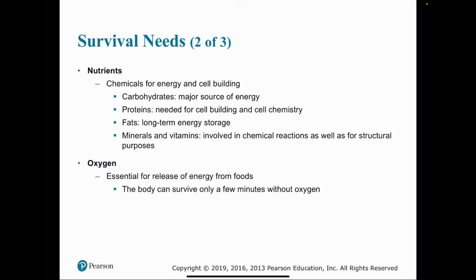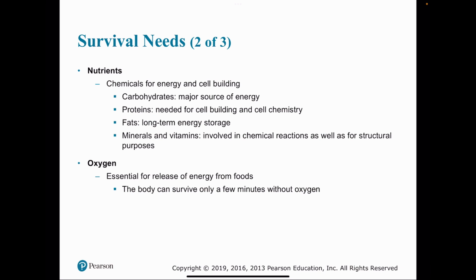Carbohydrates are a major source of energy, also a source of structure, but for metabolic purposes, the main source of energy. Proteins are needed for cell building and cell chemistry. Fats are a great long-term energy storage, but all the food that you consume will be a mixture of these things. You also have nucleic acid, but nucleic acid is not actually used for nutrients, just something that you would still find in your food too. It's that 4th macromolecule class.